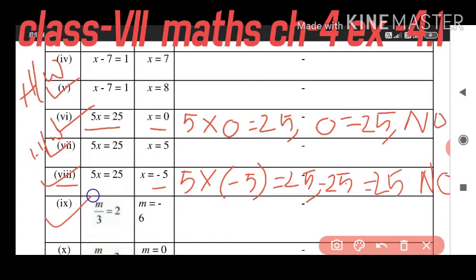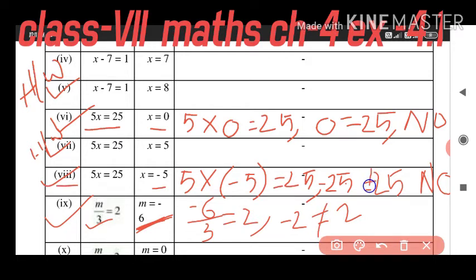What is given here? M upon 3 is equal to 2 and M is equal to minus 6. What is the value of M here? M equal to minus 6. Now in place of M you will write minus 6 divided by 3 is equal to 2. Now minus 6 divided by 3, how much will you get? Minus 2 or only 2? You will get minus 2, isn't it? So minus 2 is equal to 2? No, isn't it? This is not equal.